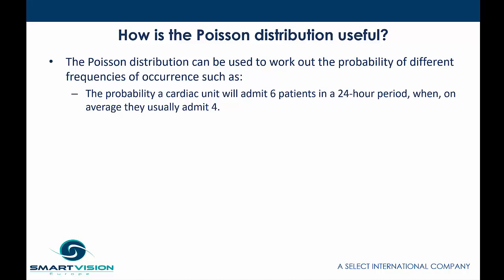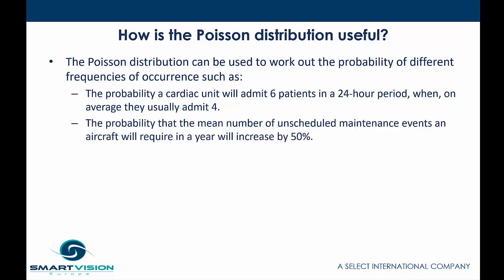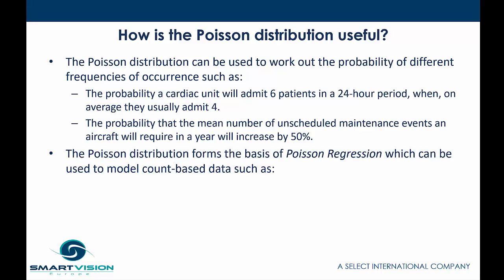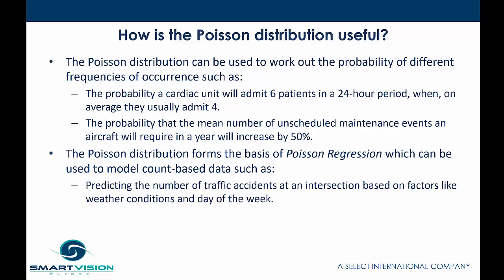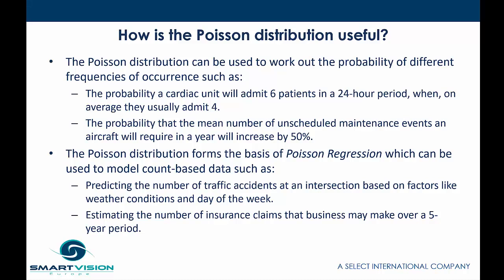Examples of where the Poisson distribution might be useful include situations where, for example, a cardiac unit wants to work out the probability that it will admit 6 patients within a 24-hour period, when on average they only admit 4. Or the probability that the mean number of unscheduled maintenance events for an aircraft within a year will increase by 50%. The Poisson distribution forms the basis of Poisson regression, which can be used to model count-based data such as predicting the number of traffic accidents at an intersection based on independent factors like weather conditions or the day of the week, or estimating the number of insurance claims that a business may make over a 5-year period.